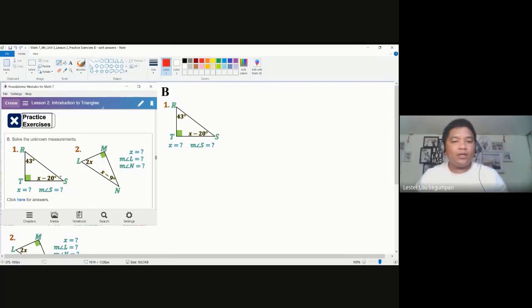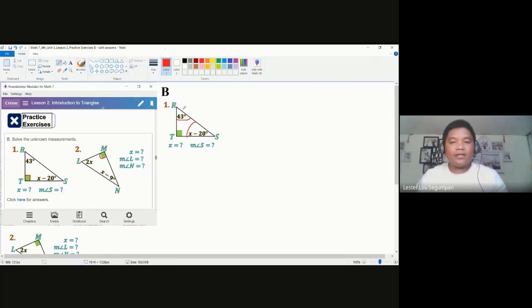In number one, we have this notation here, so that means a right triangle, as well as in number two here. And as presented in our module, if we have a right triangle, we can draw a relationship between the acute angles of that triangle. And what is that relationship?